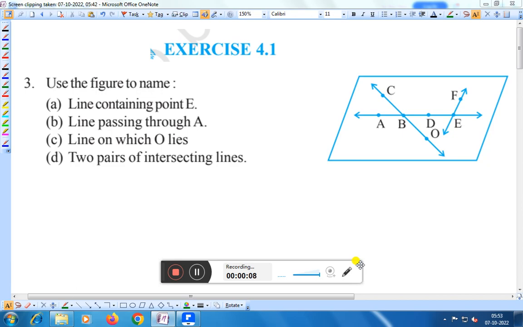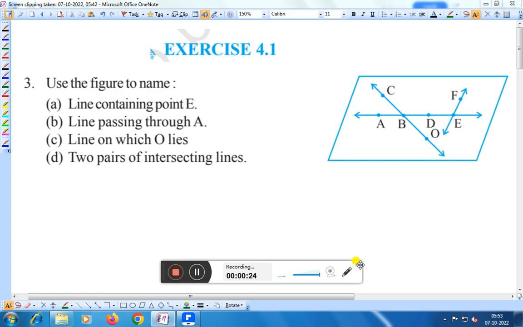Use the figure to name: A. Line containing point E. B. Line passing through A. C. Line on which O lies. And D. Two pairs of intersecting lines.